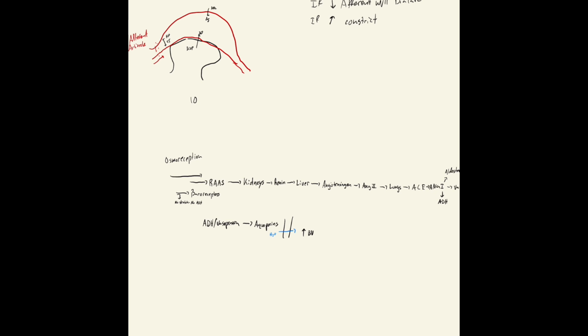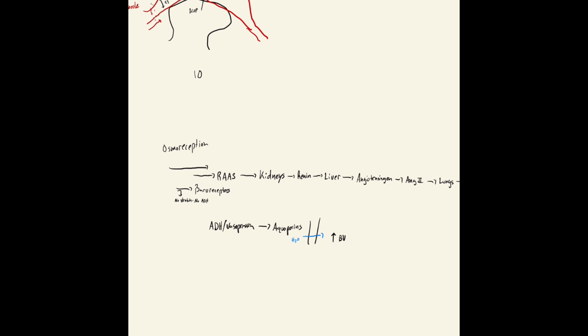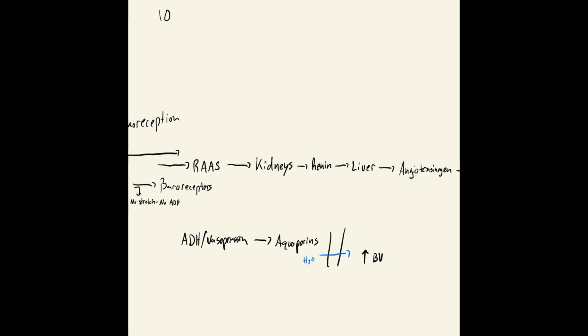the RAS system, the renin, angiotensin, and aldosterone systems. So it all occurs from osmoreception, which is the osmolarity receptors in your body, and through baroreceptors, which are the same ones that are in the carotid arteries that affect the heart rate. So we'll talk through the RAS system first.